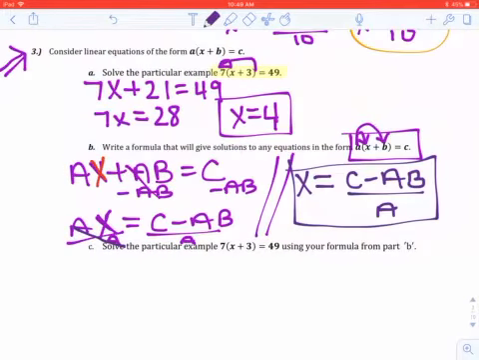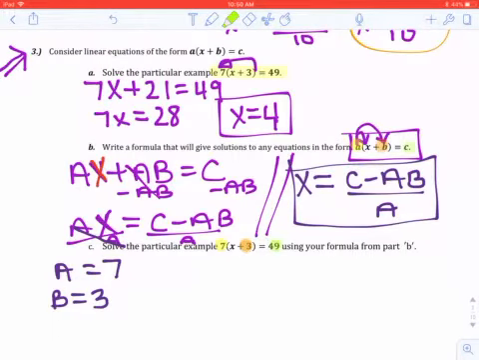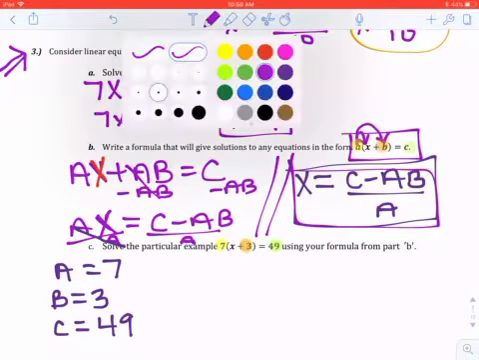Then we go down here, and you have to figure out what your a, your b, and your c is. So again, my 7 is in the same spot as my a. So we think that a is equal to 7. Our b says plus 3, so that means our b is equal to 3. And then lastly, our c is in the same spot as the 49, so our c is equal to 49. And then now you're going to just plug that into your handy dandy, super awesome, easy peasy formula over here.